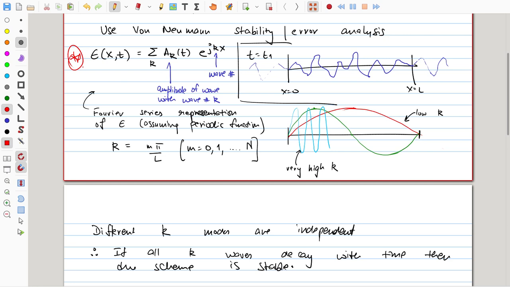And even if one of them starts growing with time, think of it, you are writing the error function as a sum of different waves. The amplitudes could be different to start with, but say one of those amplitudes starts increasing. Although the others are small, let's say the green one here starts growing, the overall sum has a contribution from the green one, and that amplitude is becoming larger and larger. So after a few iterations that will dominate and the error will go out of bounds, or become unbounded.